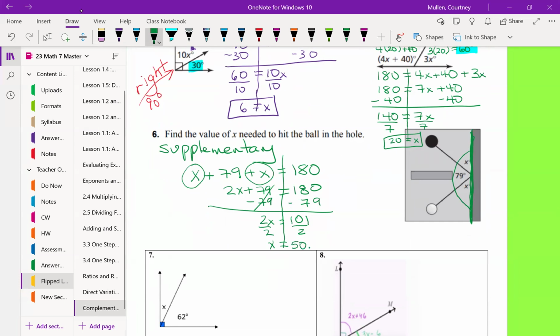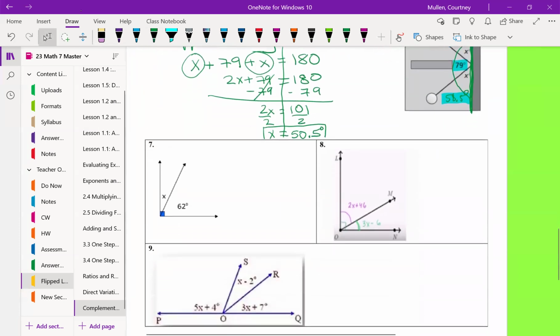We have 50 and 5/10. That means that this angle is 50 and 5/10 degrees. So in this case, the x is degrees. In our previous two problems, the x value was not degrees because it had another coefficient. So then our check that we could do in our calculator would be to add 50 and a half, 50 and a half, and 79. Is that sum 180? It is.